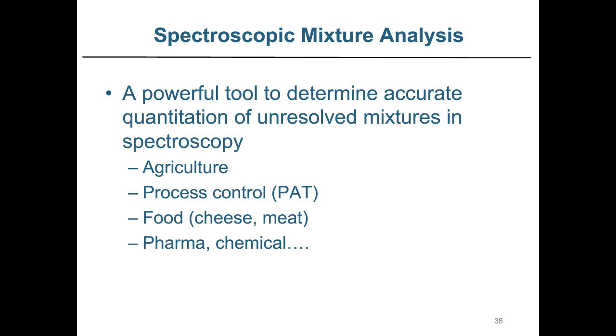A typical application you'll see is agriculture. If you buy bread, when the farmer sells his wheat, he measures the moisture, he measures the protein, and he measures the fat, and that determines the price of the product. So it's important to quantitate those things so he gets his money. And near-infrared is used typically to do that.